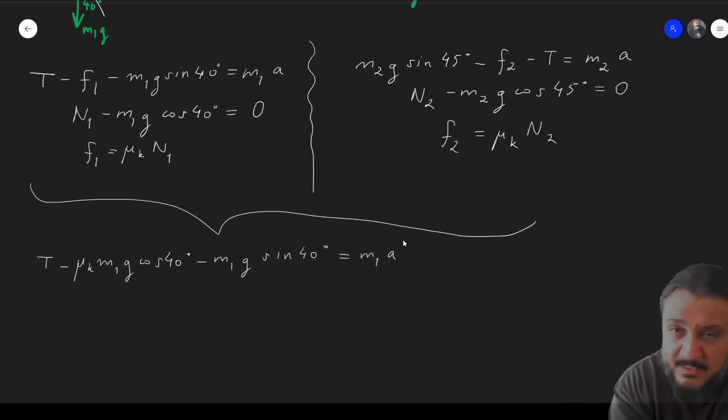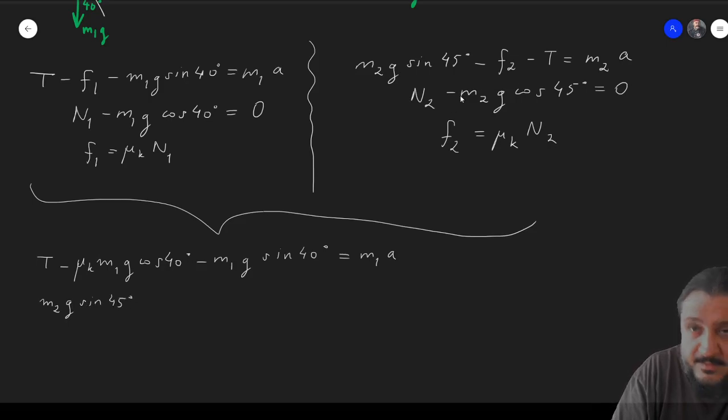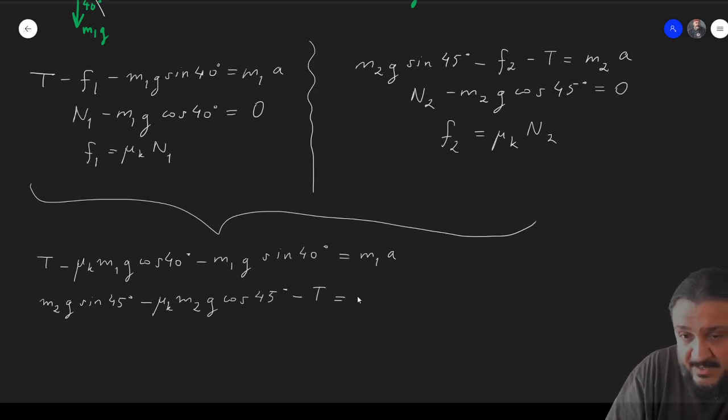The right-hand side, same trick. M2g sine 45 minus F2, therefore minus mu k times N2, which is M2g cosine 45. Keep going. Minus T equals M2a.